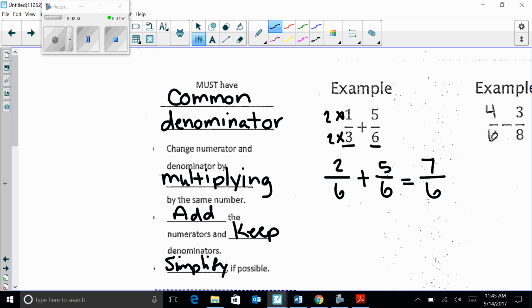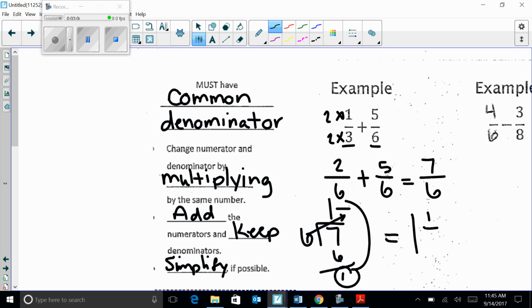So I have 7/6. That, however, is an improper fraction. So we need to divide to turn it back into a mixed number. So 7 goes in the division house, 6 goes out. 6 goes into 7 one time. And I have 1 remaining. So like we did yesterday, that 1 becomes the numerator and that 6 goes to the denominator. So my answer is 1 and 1/6.